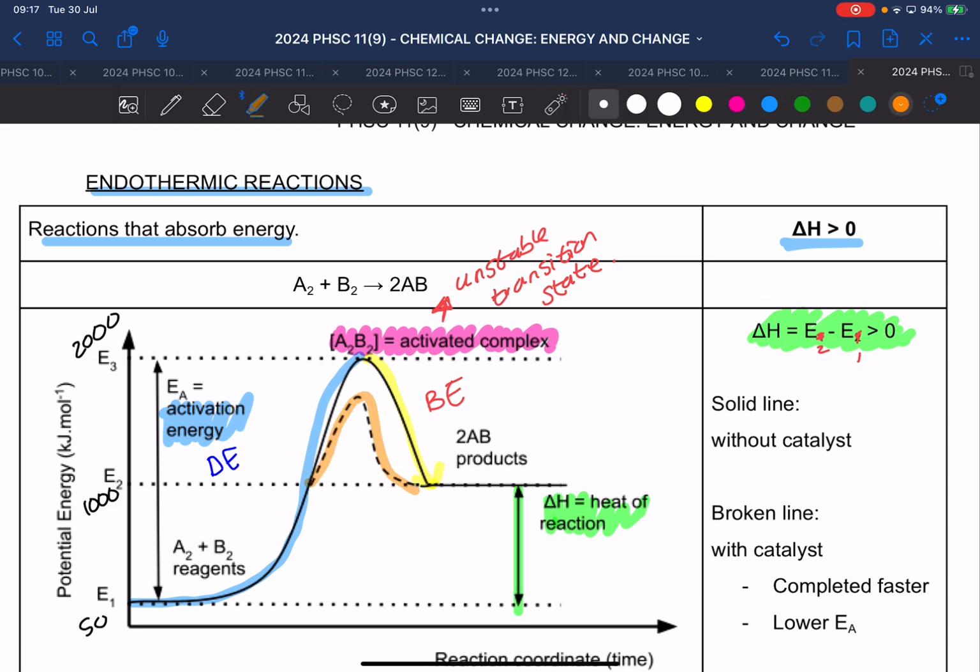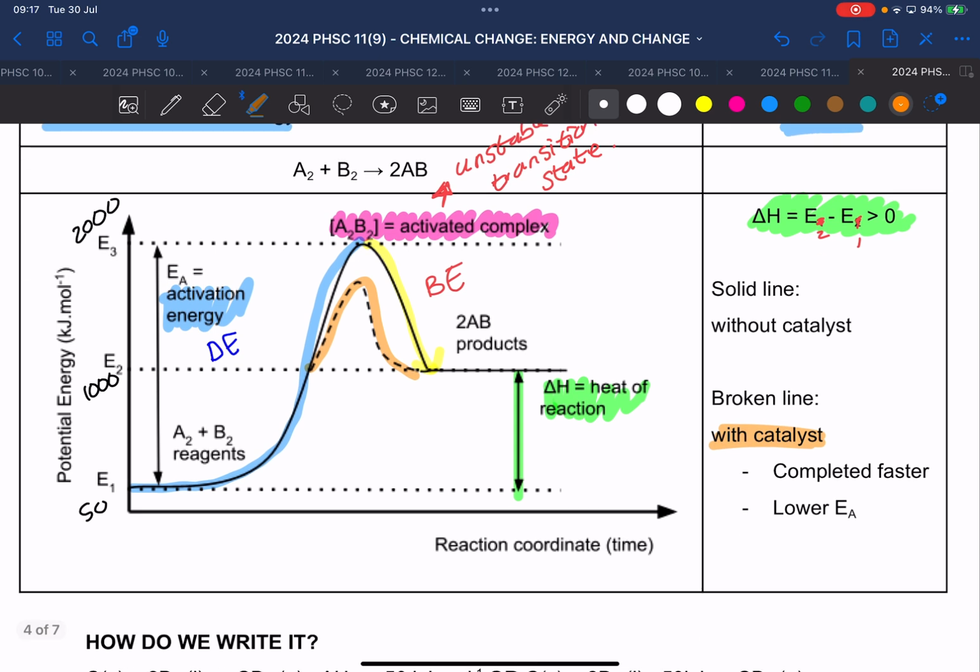It is when you add a catalyst. And a catalyst has two functions. Function number one is it lets the reaction take place faster. It is completed faster. That's why you can see there, the dotted line completes the reaction faster. And number two, it lowers the activation energy required. So that is why that line is smaller, is lower.